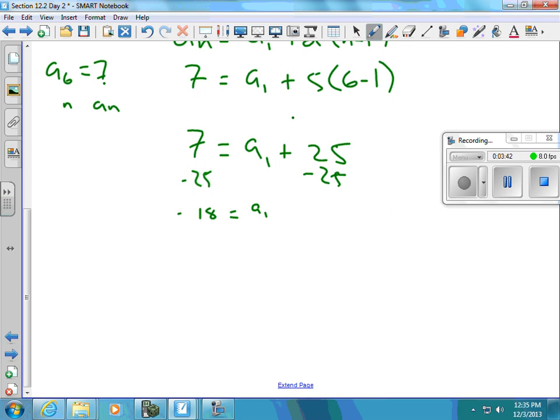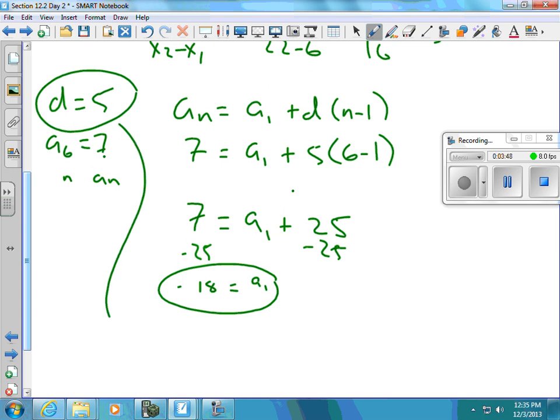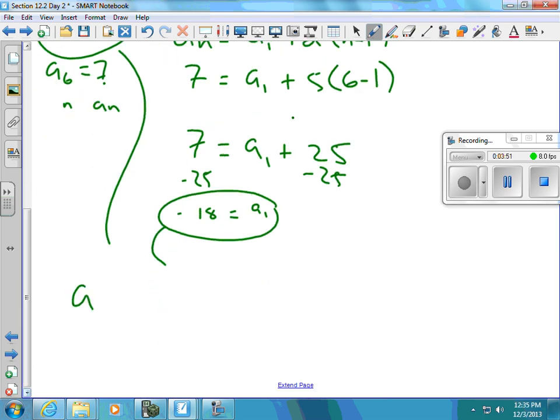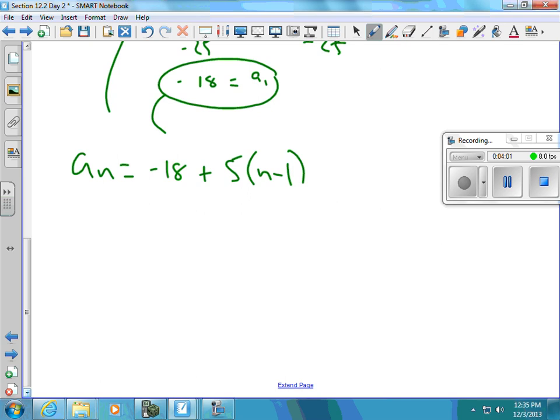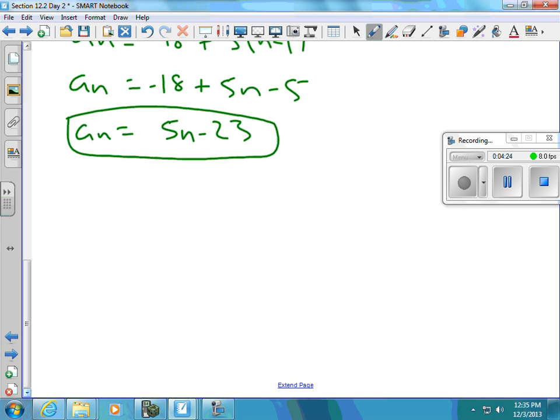So now I have a sub 1 equals negative 18. I know that my d is 5. I'm going to put those two things together and make an equation. A sub n equals negative 18 plus 5 times n minus 1. We, of course, know that distributing and combining like terms is necessary before we complete any problem. Negative 18 and negative 5 make negative 23. So a sub n equals 5n minus 23. I think that's the easiest way to do it. But there is another way.